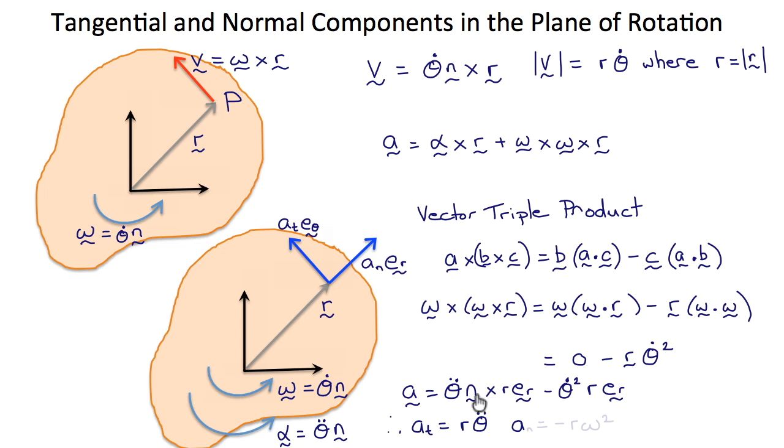That's because the tangent direction is the direction of n cross e sub r, which is perpendicular to the plane of the normal and r. So that's the tangent direction. Therefore, r theta double dot is the tangent component of the acceleration. And the normal component, a sub n, is minus r theta dot squared, which is minus r omega squared. So the tangent component of the acceleration is r times the magnitude of the angular acceleration. The normal component is minus r times the square of the angular velocity magnitude.